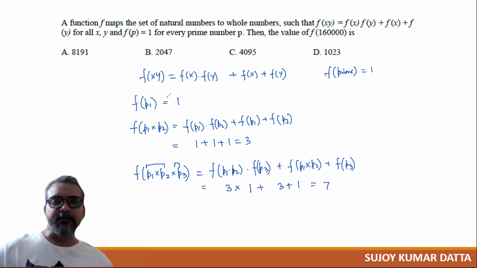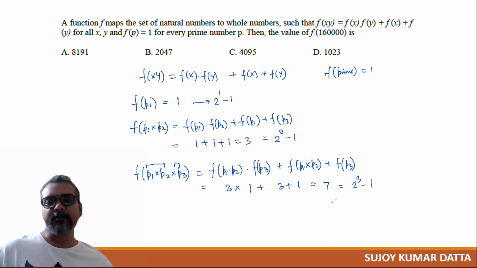Now if you observe this pattern, this is 2 to the power 1 minus 1. This is 2 squared minus 1. This is 2 cubed minus 1. So if there are 3 primes, it is 2 cubed minus 1. If it is 2 primes, 2 squared minus 1. If it is 1 prime, 2 to the power 1 minus 1. So we have established the relationship.